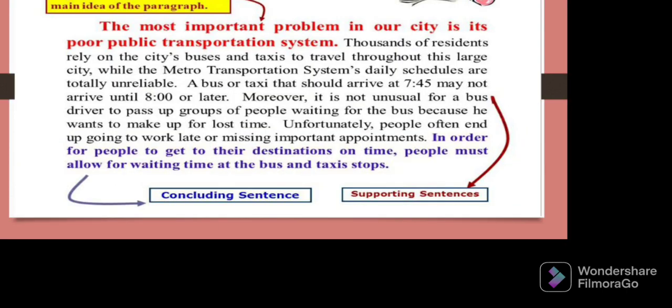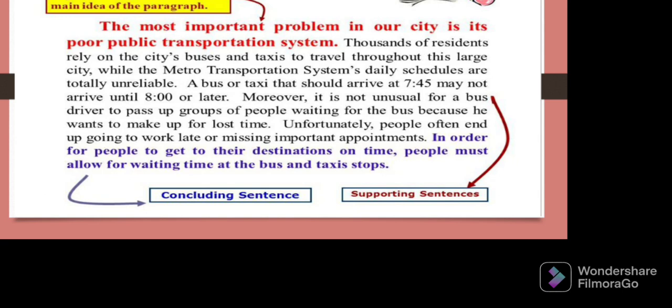Next, let us discuss a few sample paragraphs. Okay. So first, example 1. See the topic sentence here. The most important problem in our city is its poor public transportation system. So now with this, what do you understand here? This paragraph is about the poor public transportation system in the city. Okay. So that will be the topic sentence.